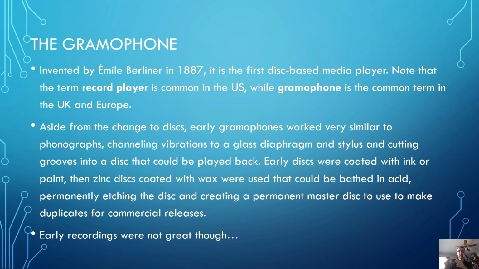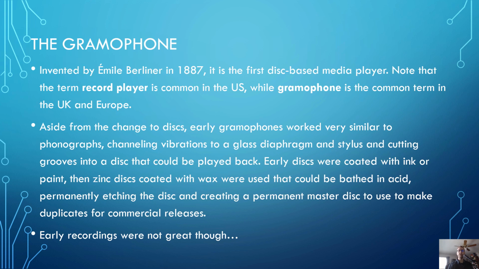You would channel vibrations through a horn onto a glass diaphragm with a stylus attached, and that would cut grooves into a disc that could then be played back. Early discs were first coated with ink or paint, and then you would cut the grooves into those. But then they got the idea to use zinc discs coated with wax.